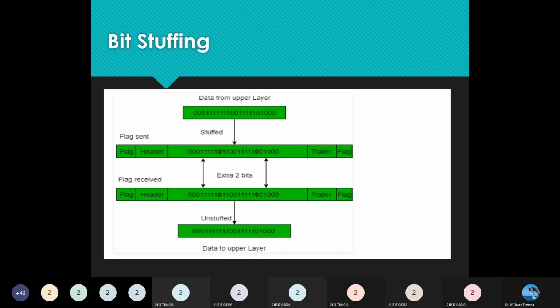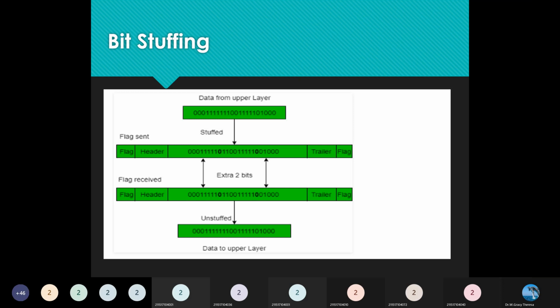Okay, so this is an example. See here in this diagram. The data to be sent from the upper layer is 000 and six 1s, followed by 00 and again five 1s, and then 0 1 000.